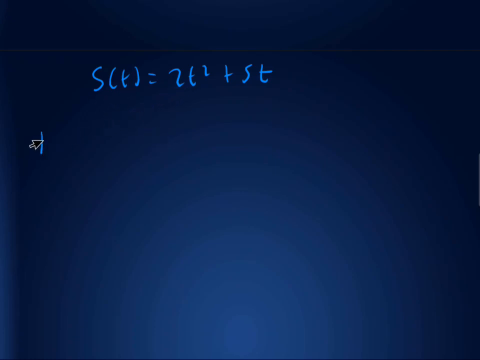Now let's say they ask you something very basic, like what is the position of that particle at 10 seconds? You're just going to say s of 10 is equal to 2 into 10 squared plus 5 into 10, right? So this is going to be 200 plus 50, so it's just going to be 250, right? And let's say it's represented in meters, so you're going to say 250 meters.